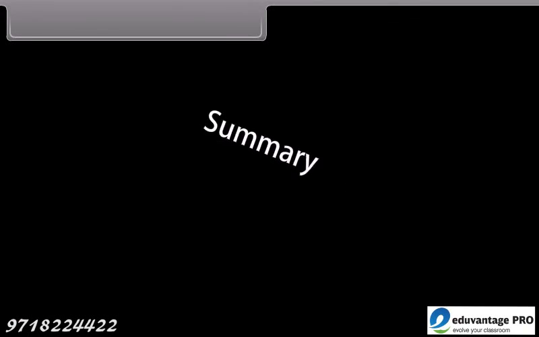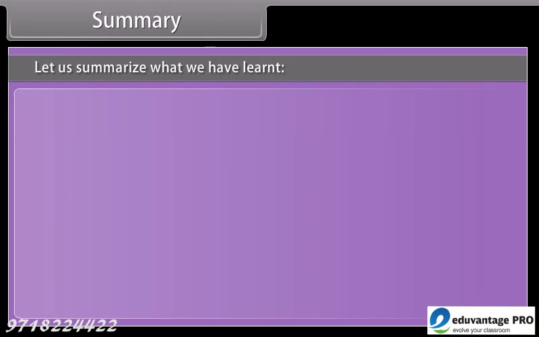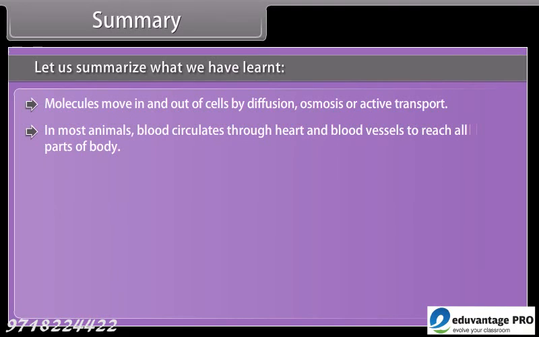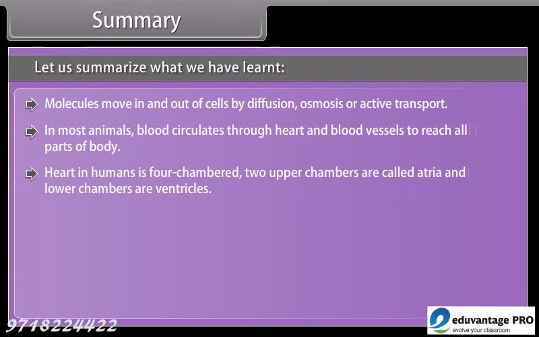Summary. Let us summarize what we have learned. Molecules move in and out of cells by diffusion, osmosis, or active transport. In most animals, blood circulates through heart and blood vessels to reach all parts of the body. Heart in humans is 4-chambered. 2 upper chambers are called atria and lower chambers are ventricles.